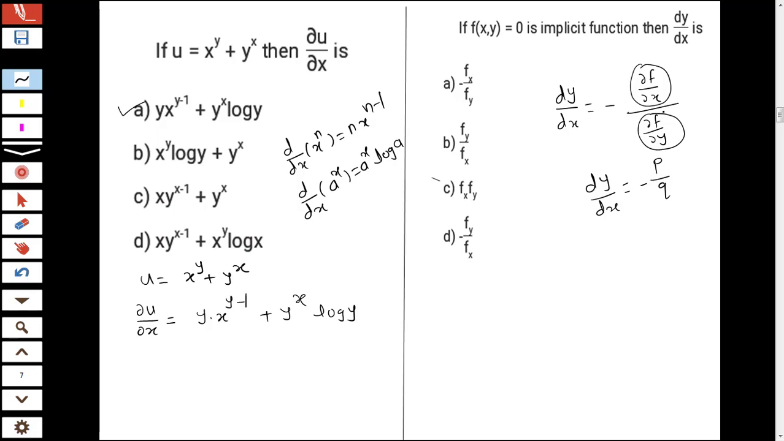Note that here we do not use the partial notation for dy/dx. The reason is that there is not more than one independent variable. The equation contains two variables x and y, and out of the two, one is dependent and one is independent. So the derivative will be ordinary, not partial, dy/dx. The answer is minus fx upon fy, where ∂/∂x means fx and ∂/∂y means fy. So option A is the answer.